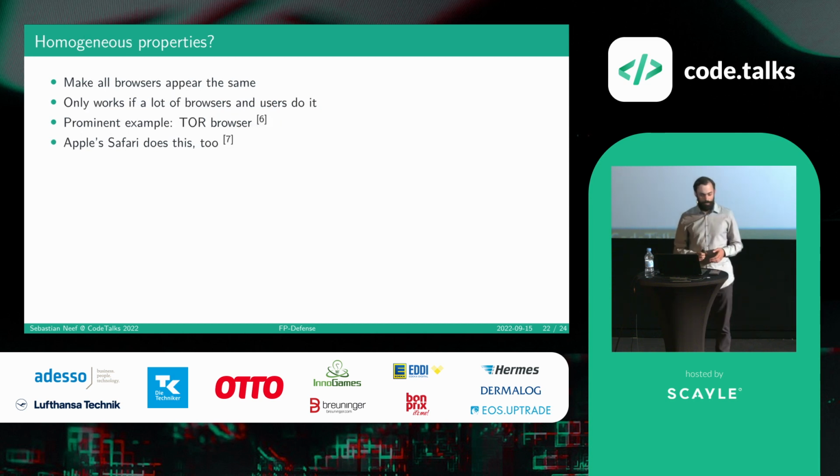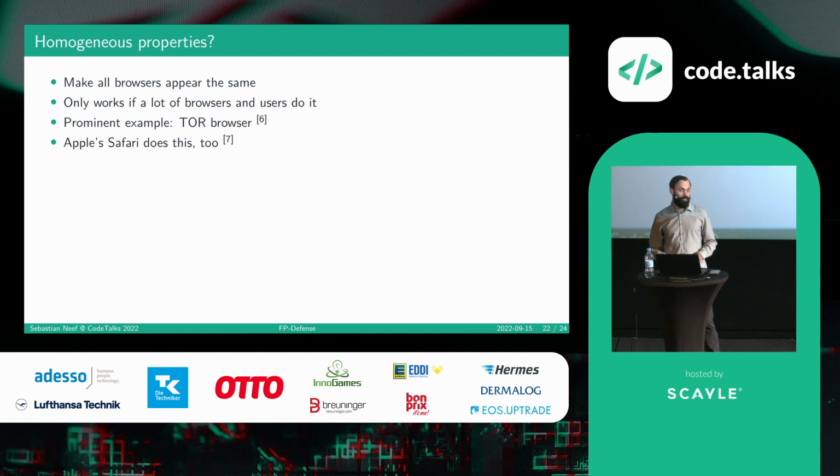But there's another way: homogeneous properties. The idea behind that is to make all browsers appear the same. If everyone has the same browser, we can all share the same fingerprint, but then all the identifying, tracking and security purposes are out of the window, because you can't differentiate between different systems anymore. And this only works if a lot of browsers or users do it, and I believe the greatest challenge will be to get all people in all browsers to cooperate on that. So probably not the best approach.